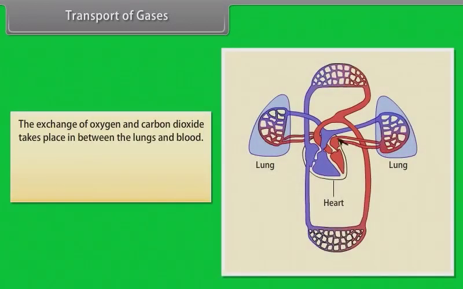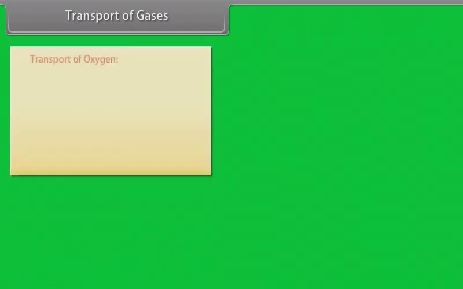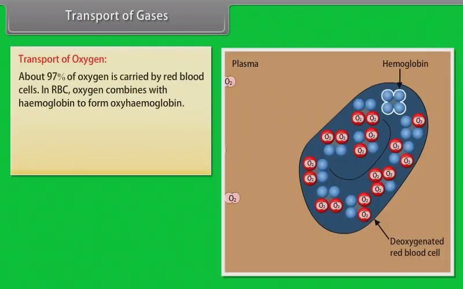Transport of gases. The exchange of oxygen and carbon dioxide takes place in between the lungs and blood. The greater part of oxygen diffuses into the blood and at the same time, carbon dioxide diffuses out. Transport of oxygen. About 97% of oxygen is carried by red blood cells.